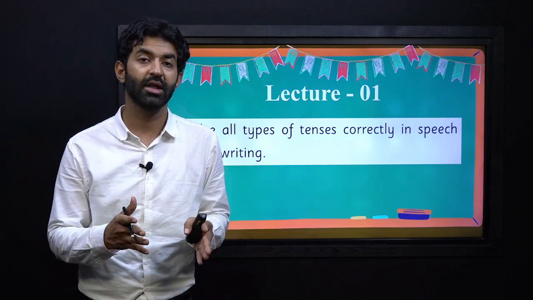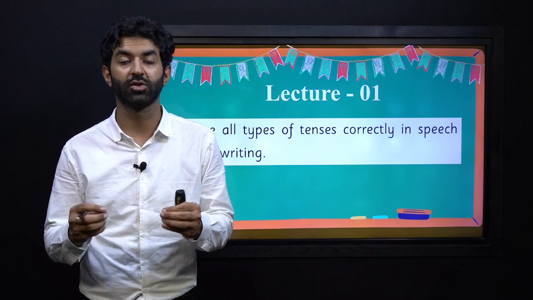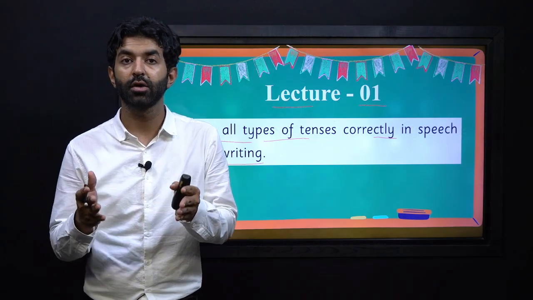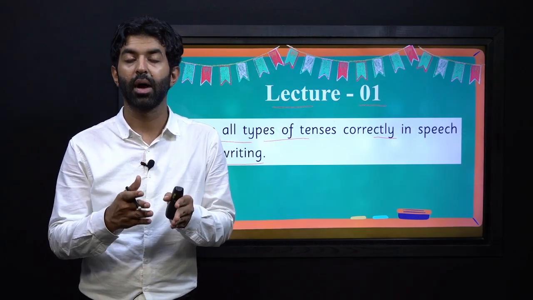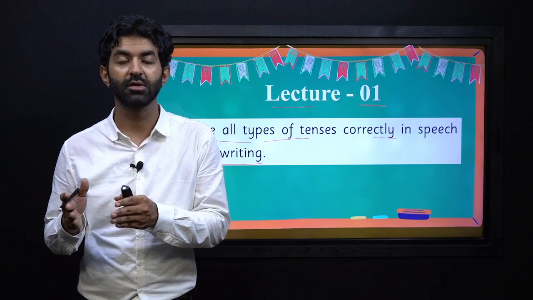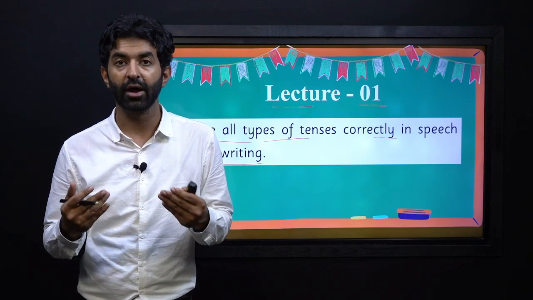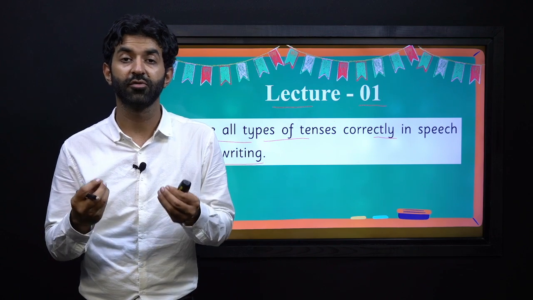So we have divided these students' learning outcomes into different lecture series. First one, we will talk about grammar. In lecture number 1, the competency being focused is grammar. You have to use all types of tenses correctly in speech and writing. Yes, we are going to talk about tenses, and if you have followed the previous lessons, we've been talking about all those different kinds of tenses. Now we will see what tense is coming our way in this lesson, and we will deal with it with sufficient examples.